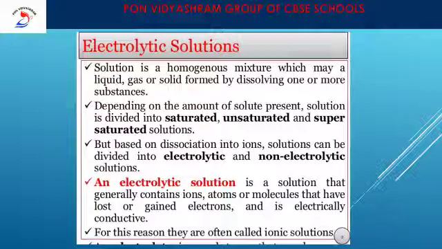An electrolytic solution is a solution that generally contains ions, for example copper sulfate: Cu2+ and SO4 2-. Ions are atoms or molecules that have lost or gained electrons, and the solution is electrically conductive. For this reason, they are often called ionic solution. Now, let me discuss the difference between electrolytic conductors and electronic conductors.